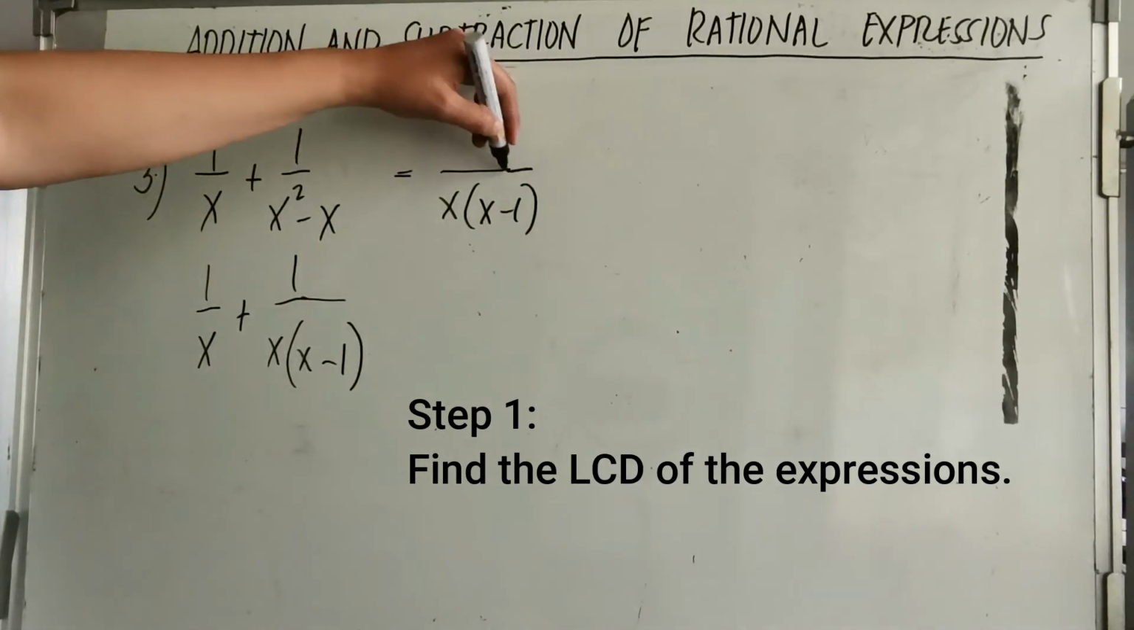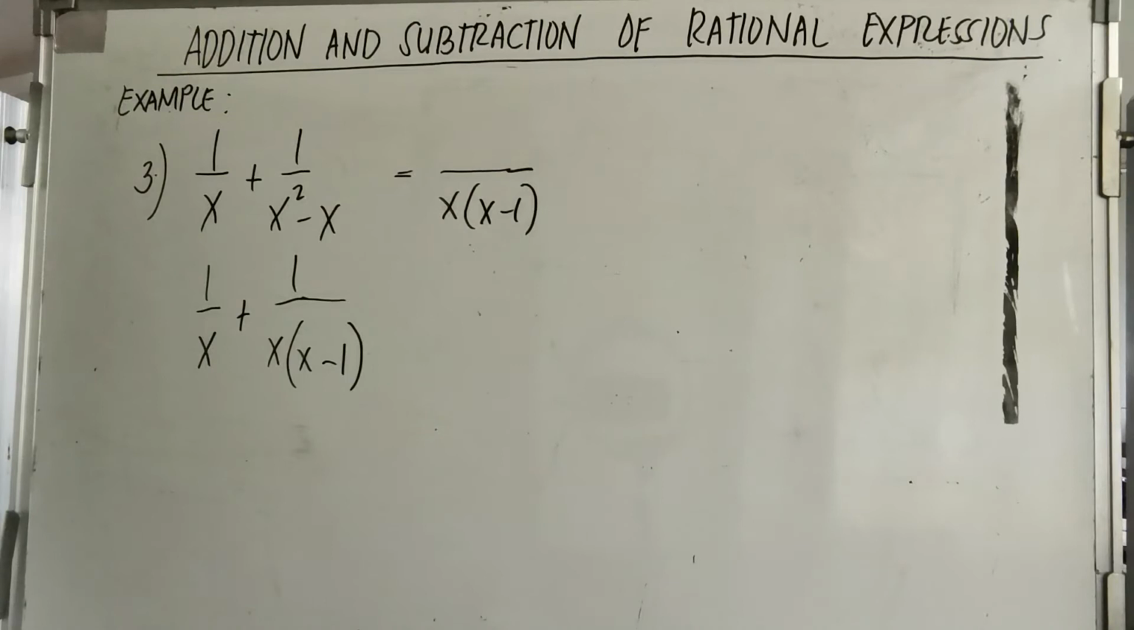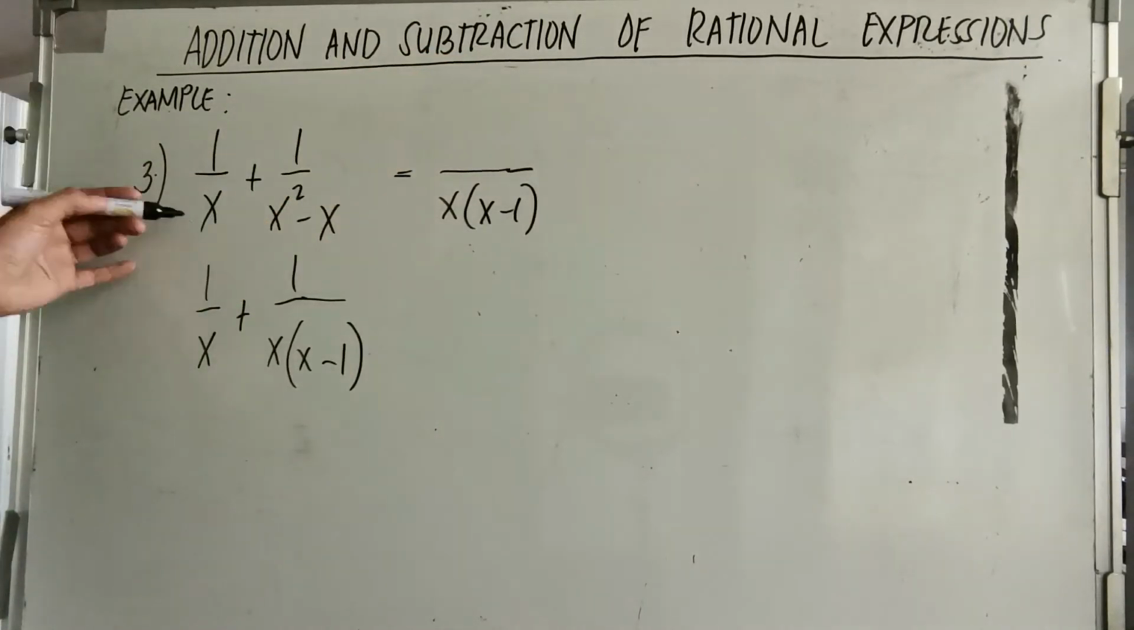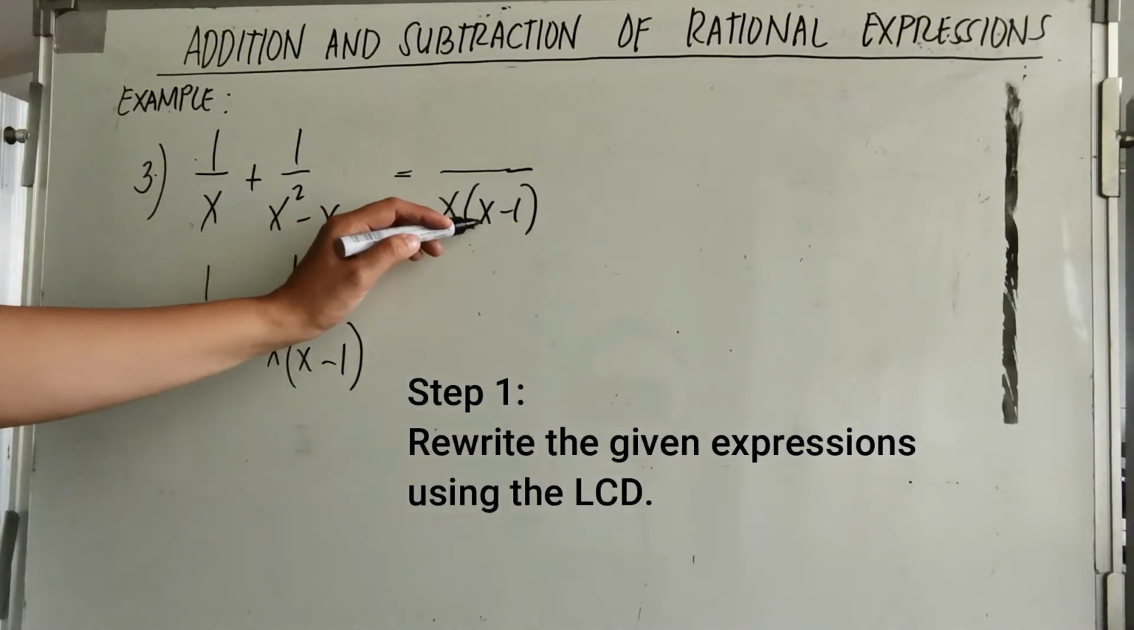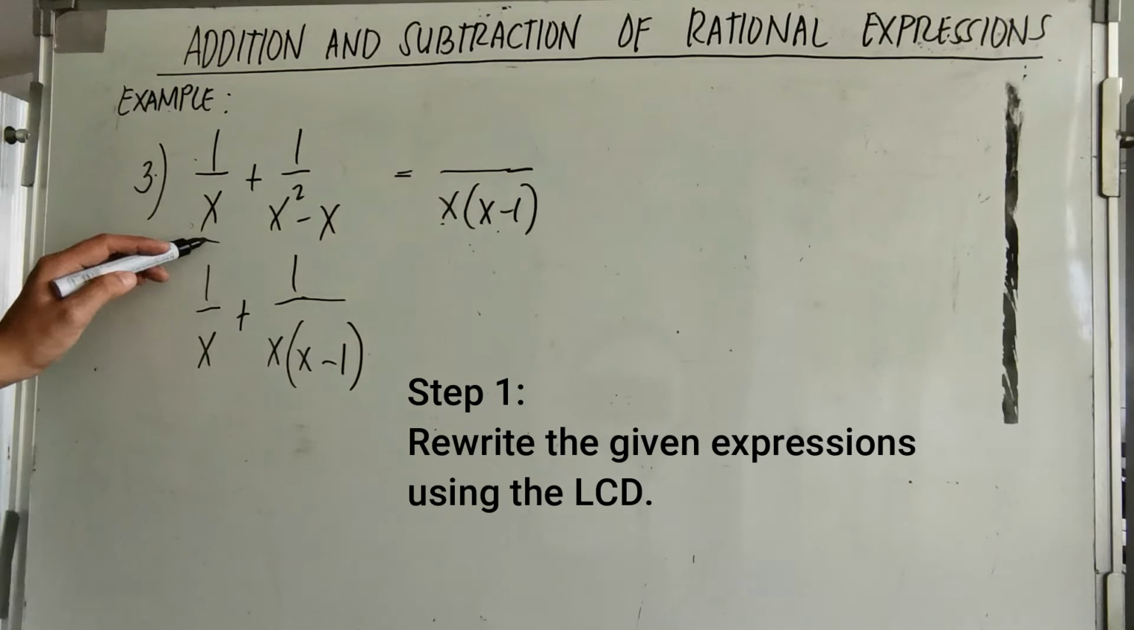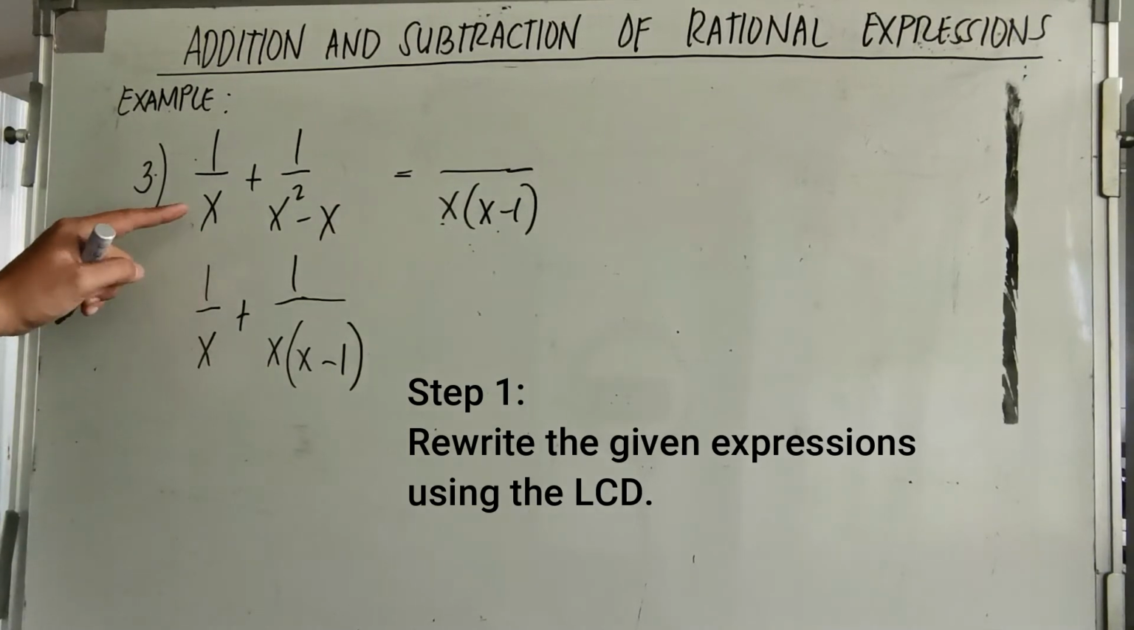Next step, ganun din, kagaya sa fraction, after we get the LCD, we will divide and then multiply. Okay? So, x, quantity x minus 1 divided by x. So, ganito mangyayari dyan.